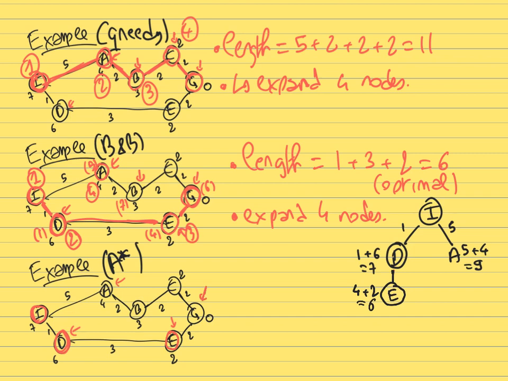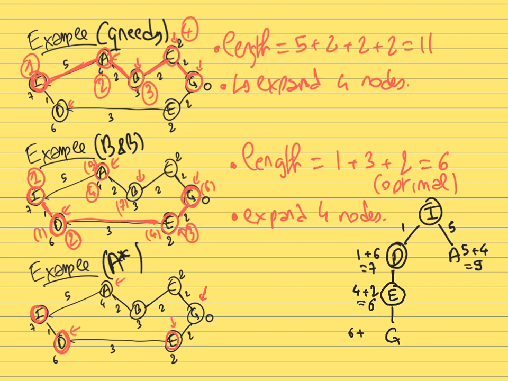So when you expand the state E, you find the state G. Again, you need to make sure here that this is the shortest path. So you need to calculate the cost function. So in this case, the total distance traveled to find the state G is 1 to go from I to D, 3 to go from D to E, and 2 to go from E to G. So the total distance that has been traveled in this case is 6.